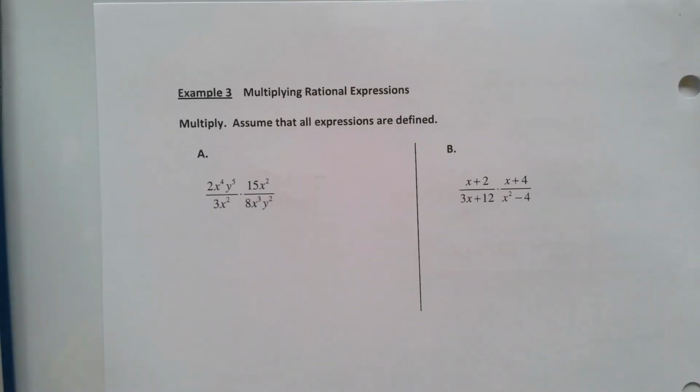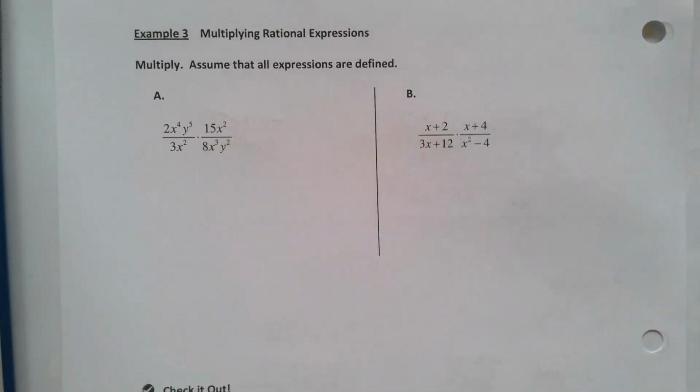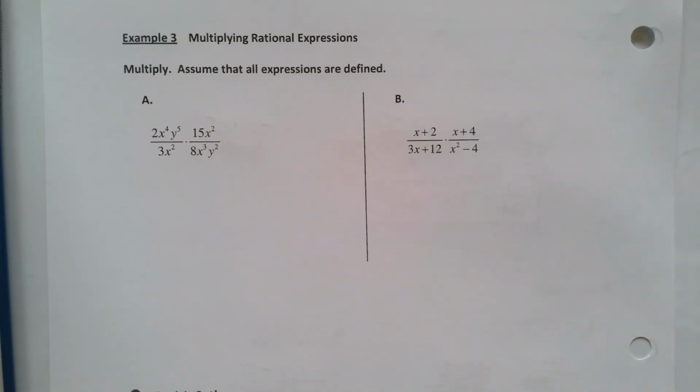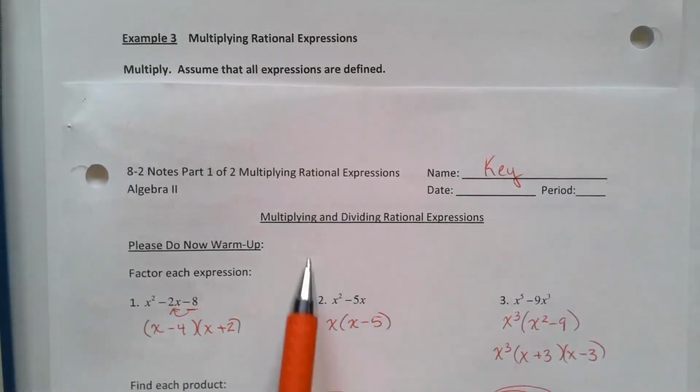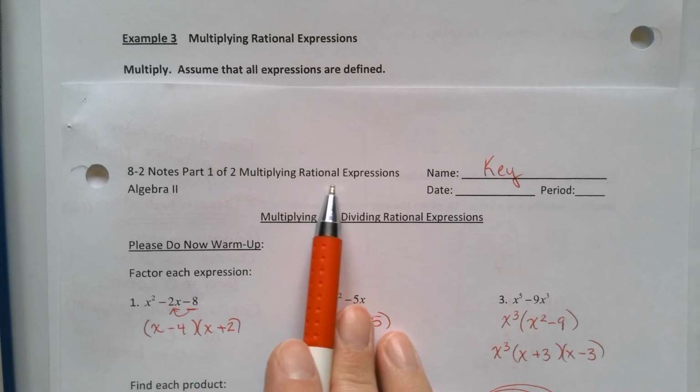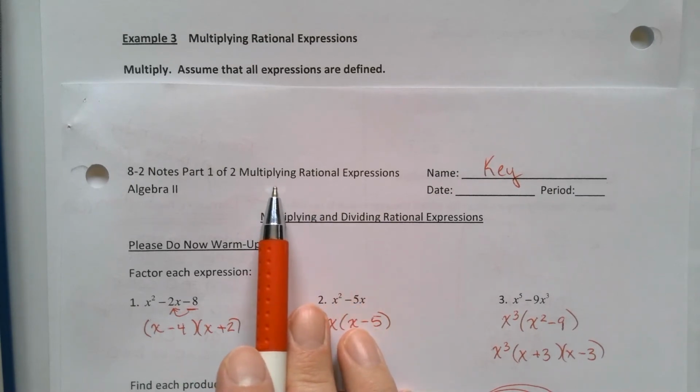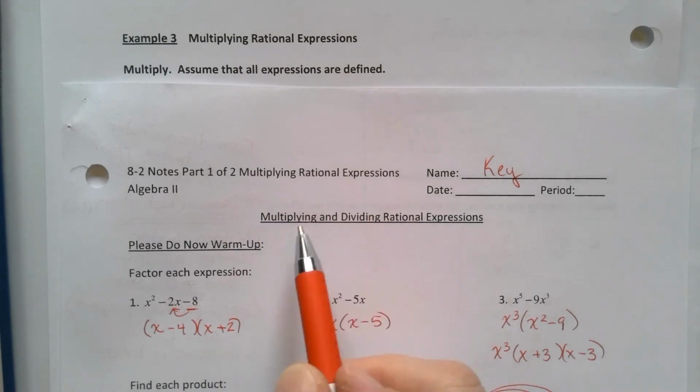All right, if we turn to the back, we have something that looks a little different. The title way back at the beginning said multiplying rational expressions, and we haven't multiplied anything yet. We've just been reducing fractions. And notice this title said multiplying, dividing.